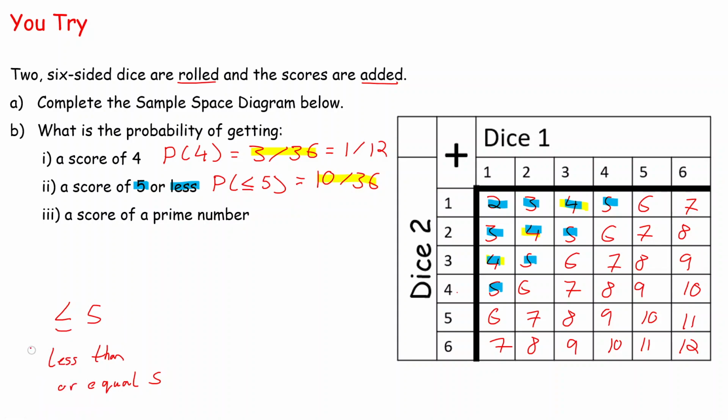And then the last part is saying a score of a prime number. Now, just so we don't get confused with all the highlighter parts, I'm going to get rid of this. Otherwise, it will get confusing now. And let's go to those. There we go.